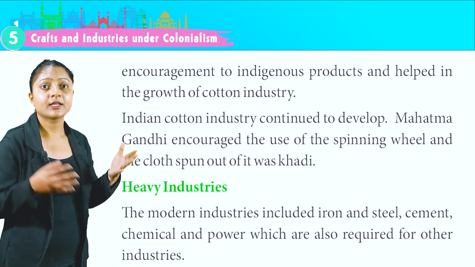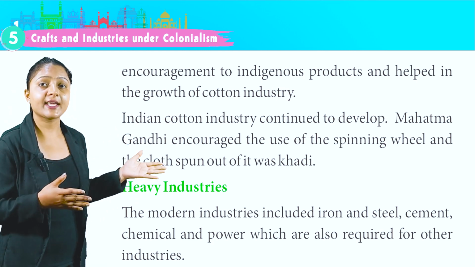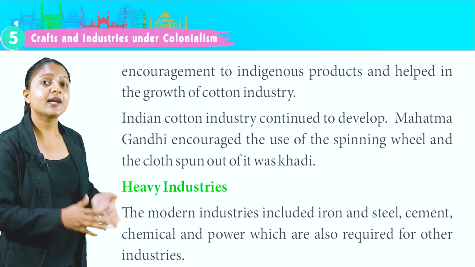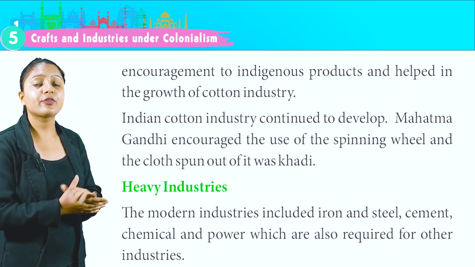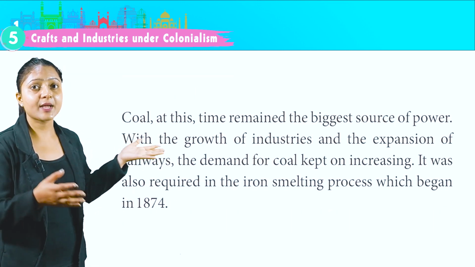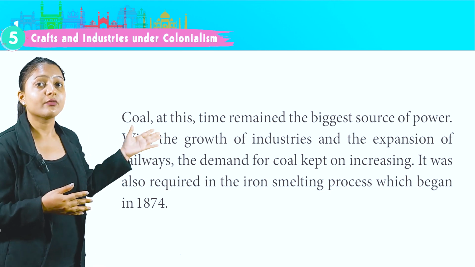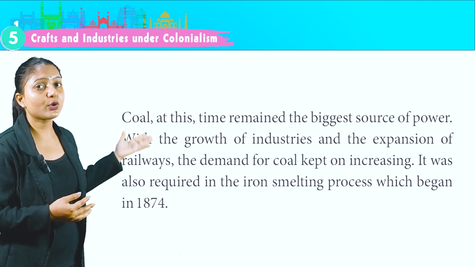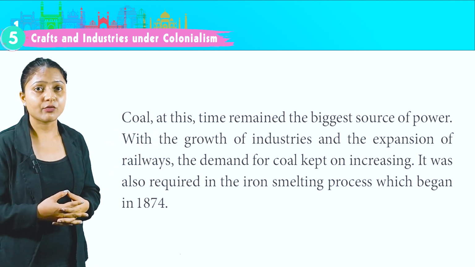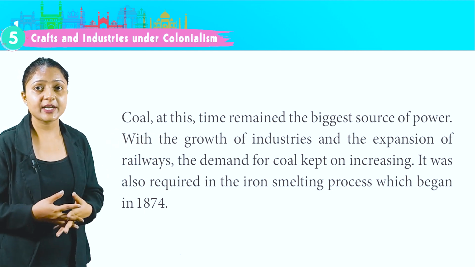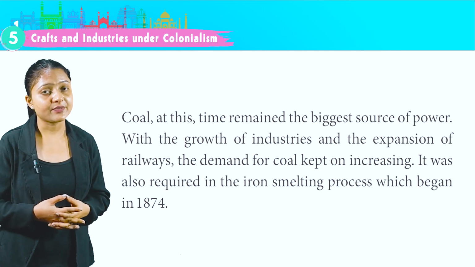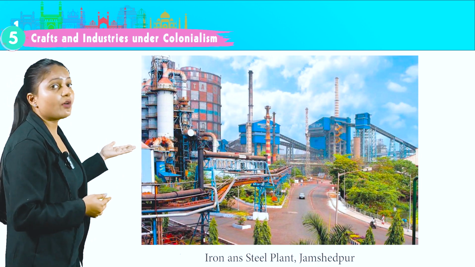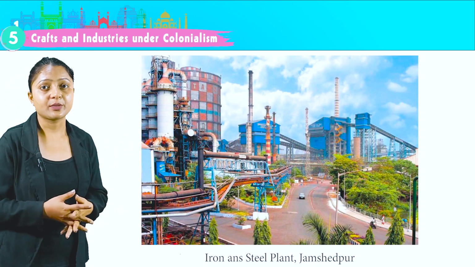Heavy industries. The modern industries included iron and steel, cement, chemical and power, which are also required for other industries. Coal at this time remained the biggest source of power. With the growth of industries and the expansion of railways, the demand for coal kept on increasing. It was also required in the iron smelting process, which began in 1874. This is the image of the iron and steel plant, Jamshedpur.